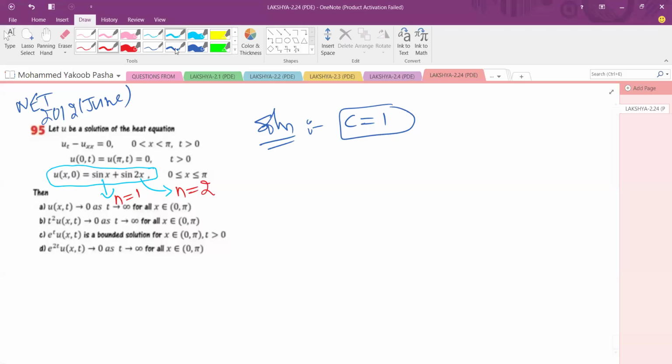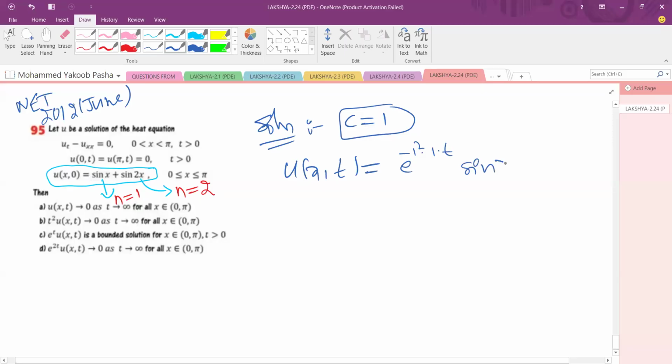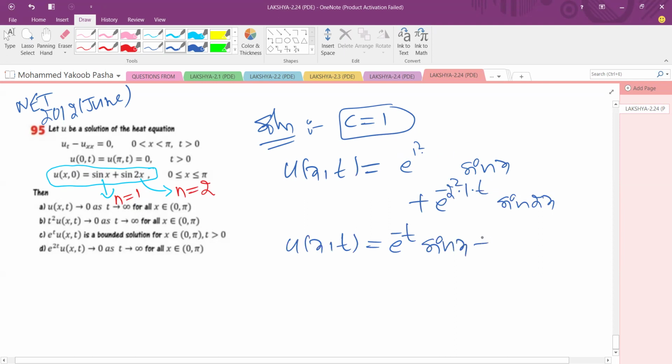So here the solution becomes u of x comma t is equal to e power minus 1 square into 1 into t sin x, the first term, plus e power minus 2 square into 1 into t sin 2x, the second term. So my u of x comma t is e power minus t into sin x plus e power minus 4t into sin 2x. This is u of x comma t.